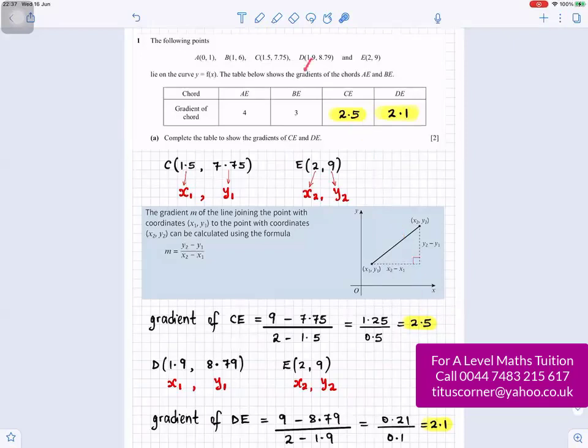Now we have D, (1.9, 8.79), and E, (2, 9). We label as x1, y1, x2, y2. You can always swap them and call this x2, y2, x1, y1. And we have gradient of DE, 9 minus 8.79 divided by 2 minus 1.9. And that gives you 2.1. And you write that in the table, 2.1.